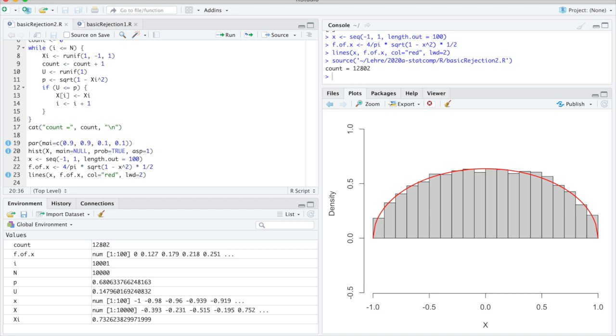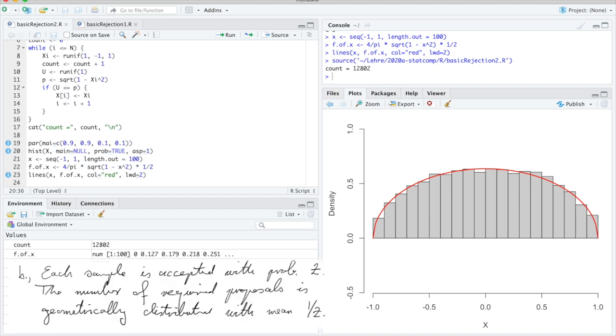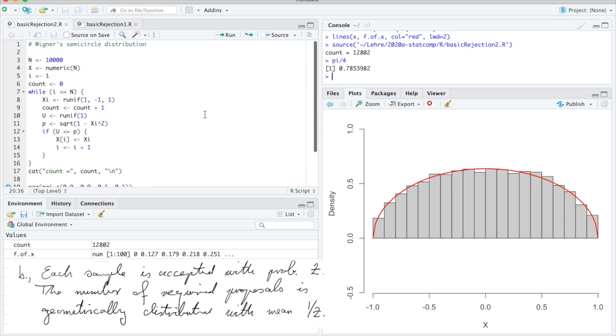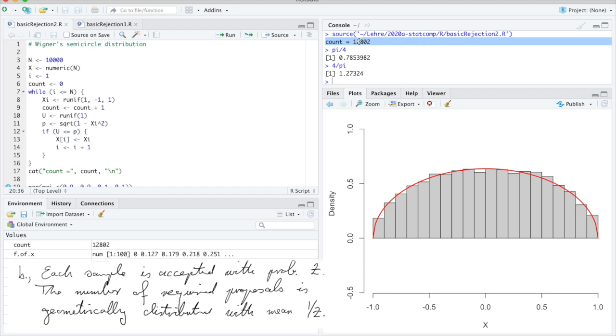Now, there is one more thing we can verify, namely the proposition stated in part B, that each sample has acceptance probability Z, and Z we said was pi over 4, and that the mean number of proposals required to generate one output was 1 over Z, so that is 4 over pi. That would be 1.27 proposals per output. If we look up here, that fits quite well, namely for 10,000 outputs, we used 12,800 proposals. In our case, the ratio is 1.28, and there is some random fluctuation. The theoretical rate is 1.27, so that matches.